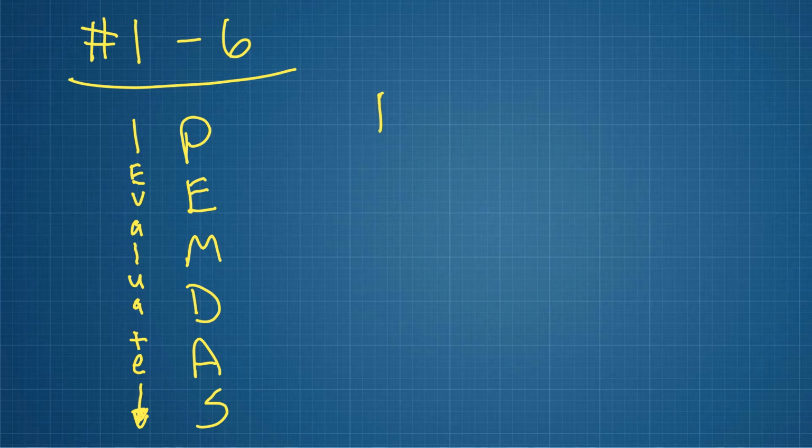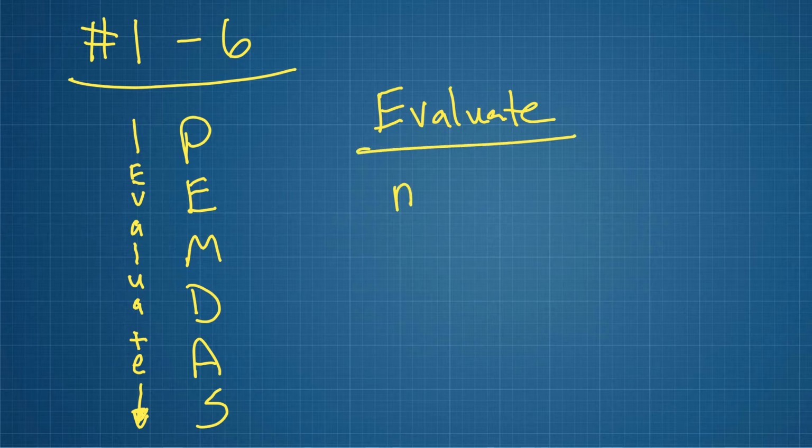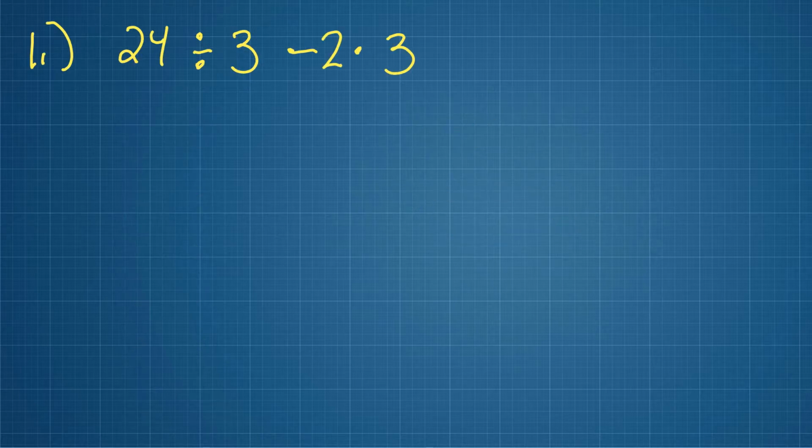When I see the word evaluate in the directions, that tells me that I should have a number answer. So if you end up with letters in numbers 1 through 6, you know you're making a mistake. So no letters as your answer. You should have just a number. That's it. Alright. Number 1, we have 24 divided by 3 minus 2 times 3.